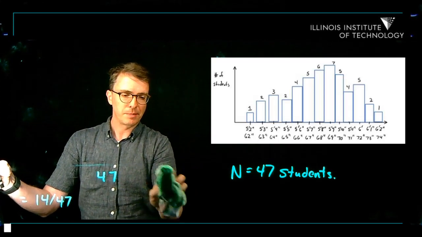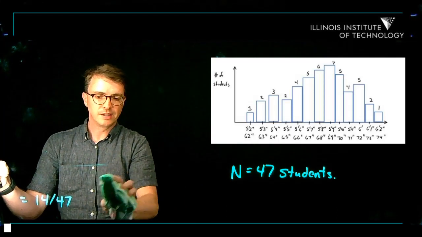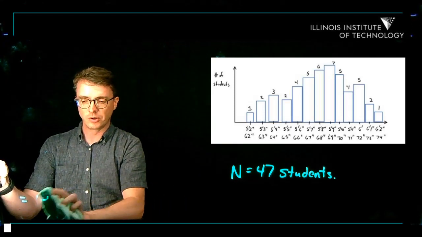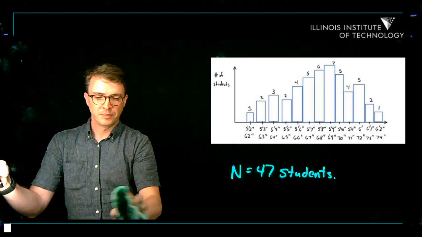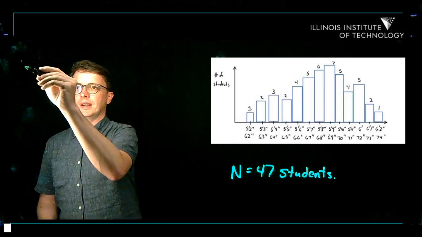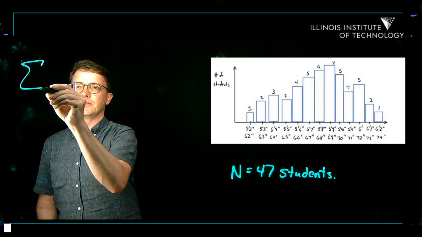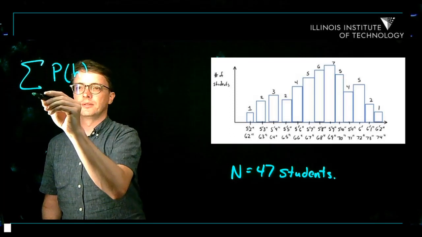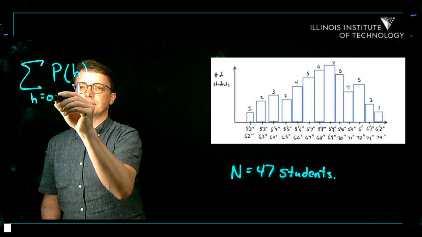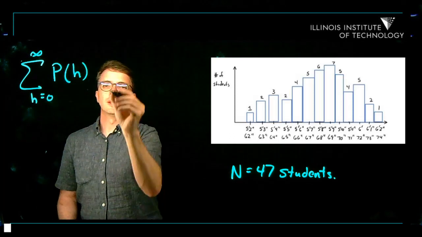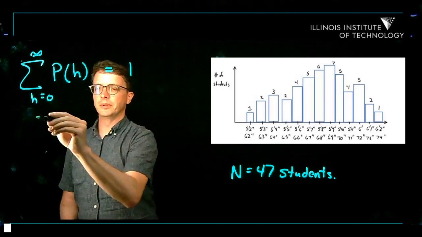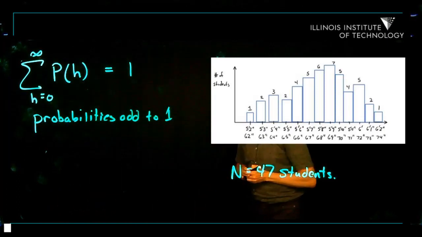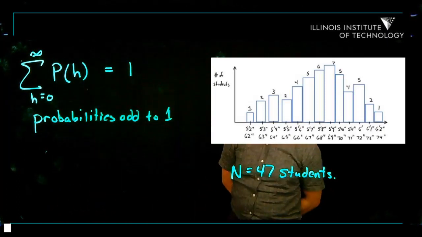So to have a properly normalized data set, or when we start working with continuous distributions, a normalized distribution, means the probabilities have to add to 1. So I must have that if I add up the probability over all heights, h equals, let's say, 0 to infinity, that had better be equal to 1. Probabilities sum up to 1 for it to make any sense at all.